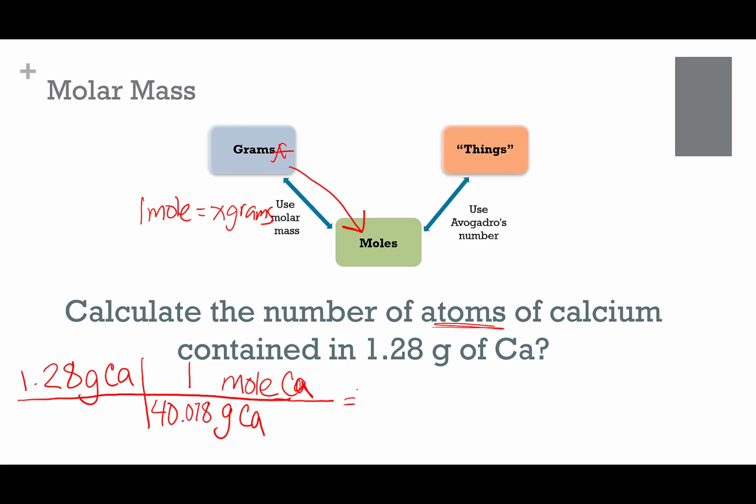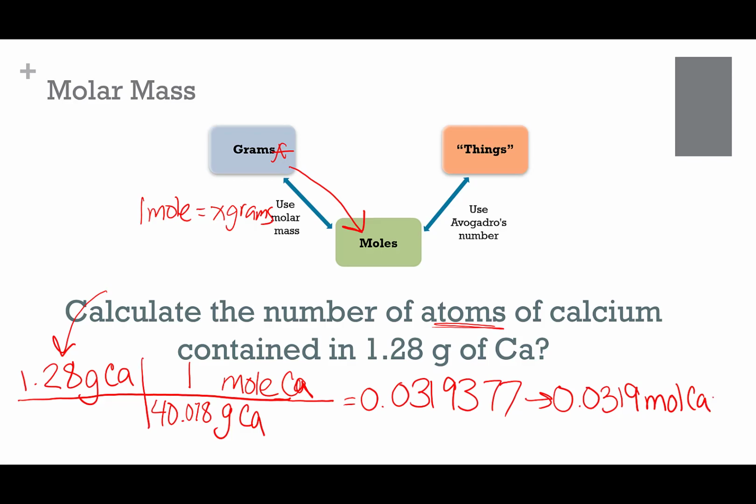So I'm going to go ahead and knock out this first step. Multiply across the top, divide by the bottom. So I have 1.28 times 1 divided by 40.078. And my answer spits out as this. I still have to consider sig figs along the way. So we go back to this first quadrant. I can keep 3 sig figs. So from this step, I get 0.0319, and my unit is moles of calcium. That's step 1.